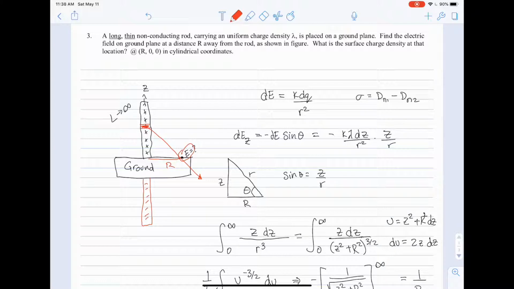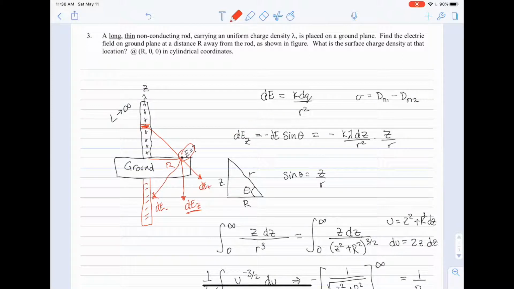And from here, the dE negative will be towards the rod. This will be dE negative, and this will be dE positive. And the net of these two will be just going straight down in the Z direction. Okay, so this is what we have to find.